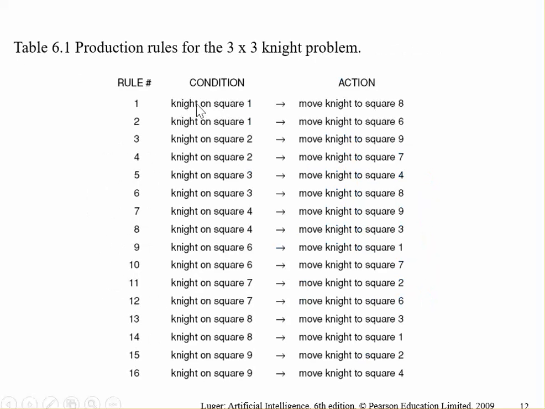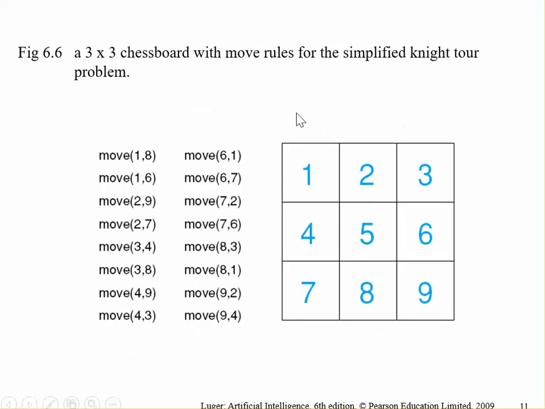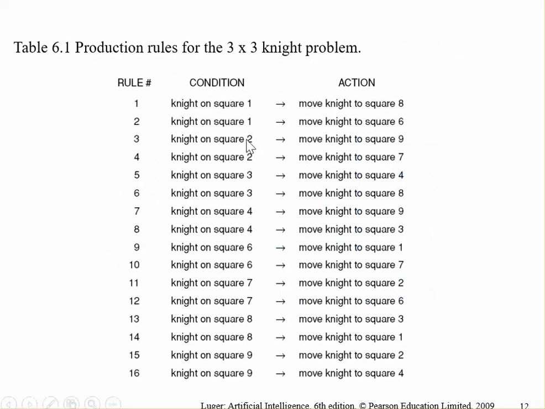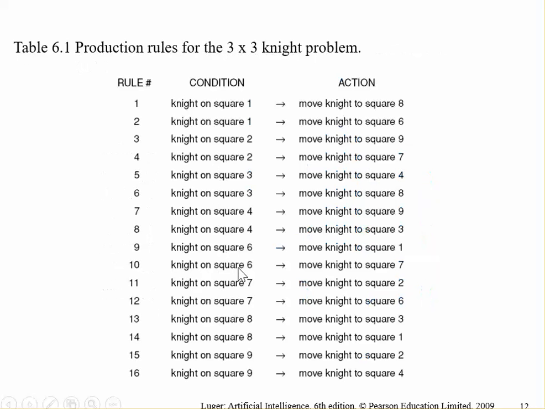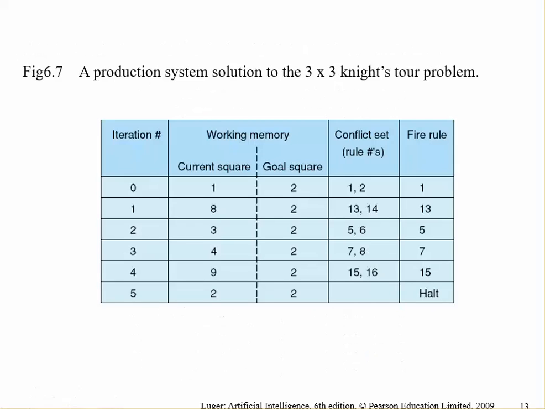That can also be described as this. If you are on square 1, then move to square 8. And that's what it says here, 1 to 8, 1 to 6. So 1 can go to 8 or 6. For 2, I got two options, either 9 or 7. And on 3 there are two options, on 4 two options. Each one looks like it has two options, right? So this is another way of describing it.